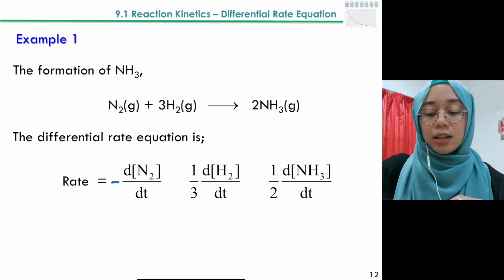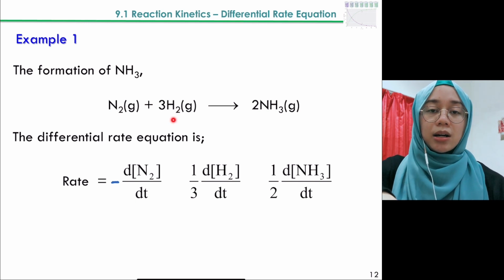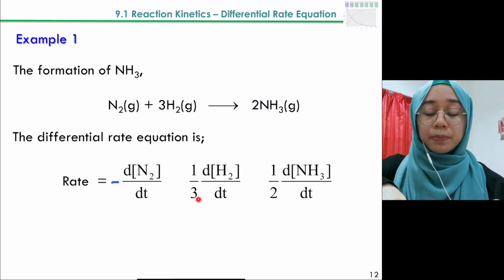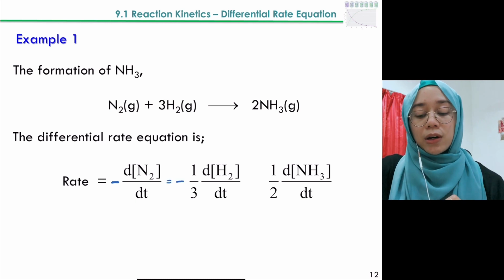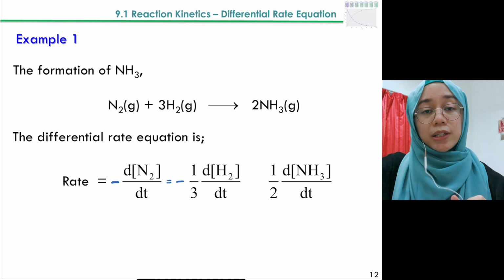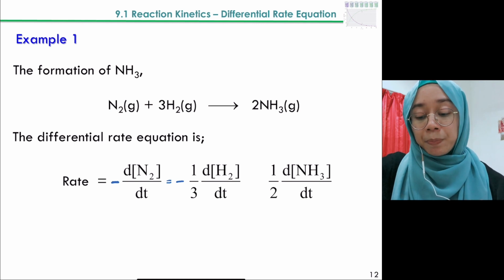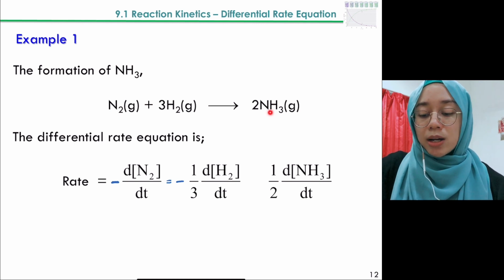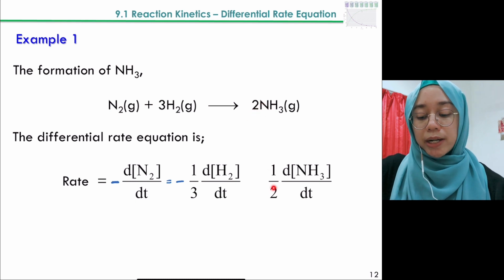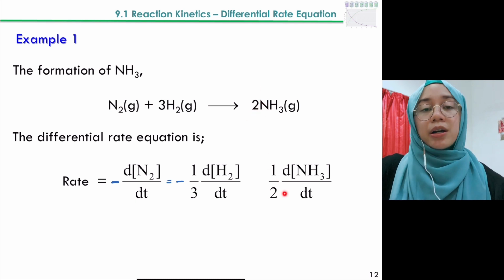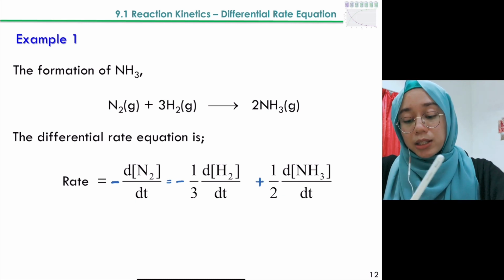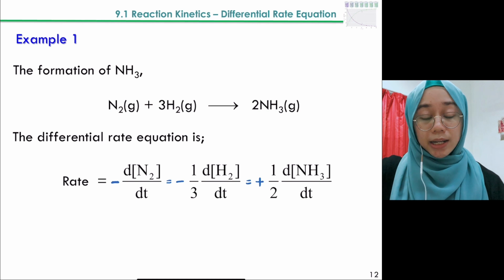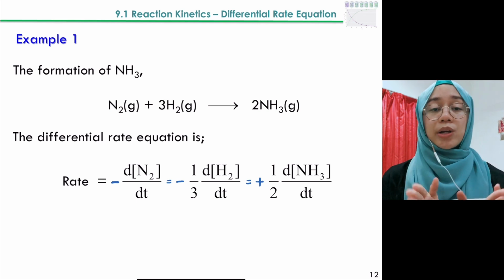Okay, and then kita punya hydrogen pula adalah 3 dia punya coefficient. That is why kita kena letak 1 over 3. Okay, so this one is equals to negative sign juga 1 over 3 of the change in concentration of hydrogen over time. Okay, and then ammonia pula, since dia punya coefficient adalah 2, that's why kat sini kamu nampak ada 1 over 2. Okay, tapi since ni adalah product, maksud kena ada positive sign, and jangan lupa the equal sign kat situ.